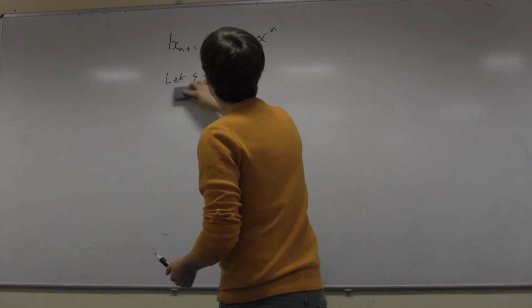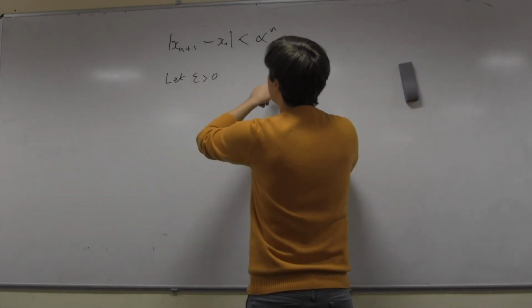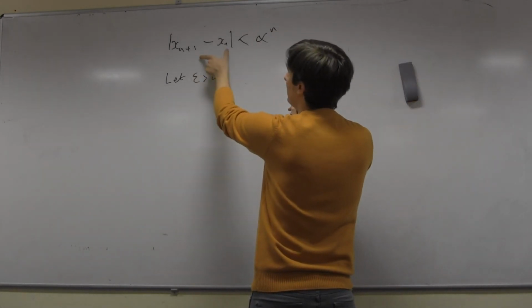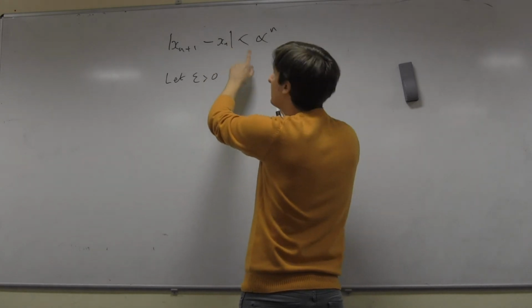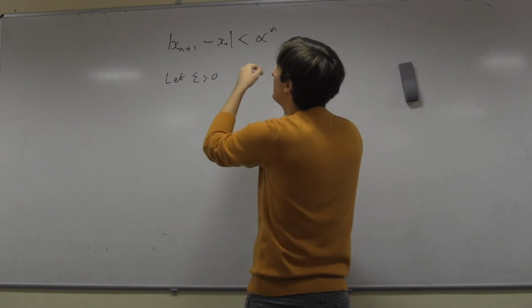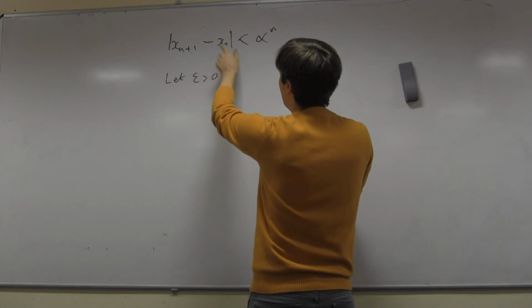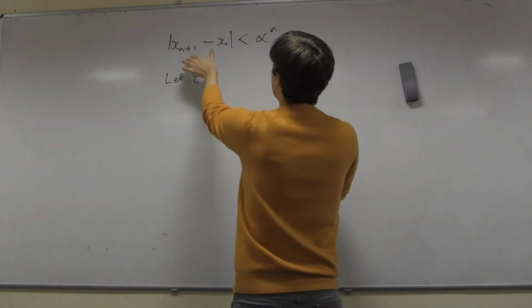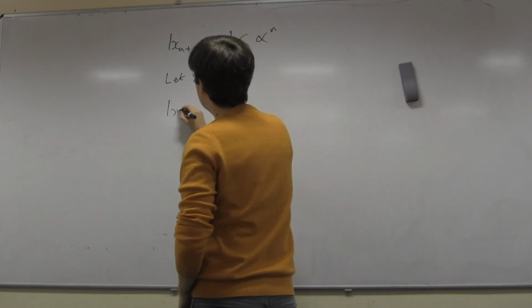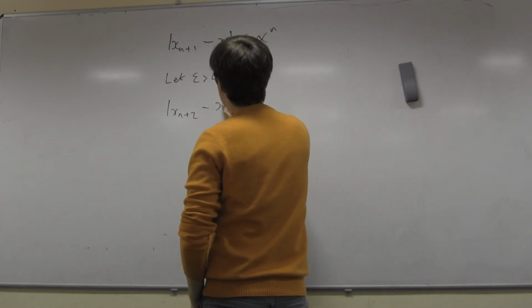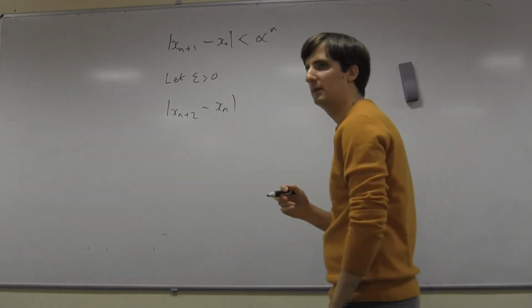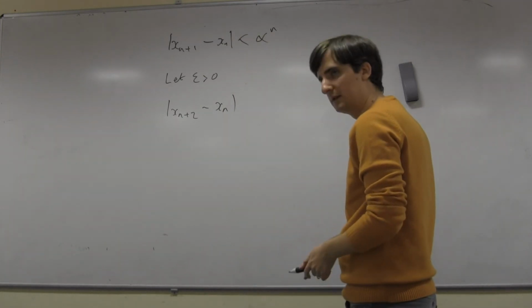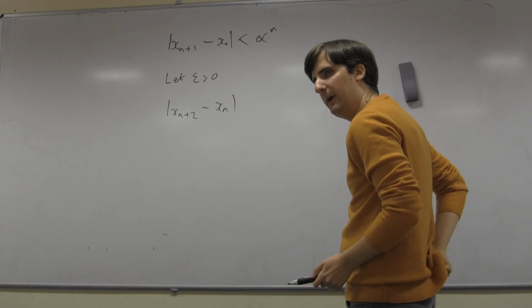So the condition we have here is a bit like a Cauchy condition. This is saying the difference between successive elements isn't very big. Okay, so if this is true, what do we know about x_{n+2} minus x_n? How would you get a bound on that?